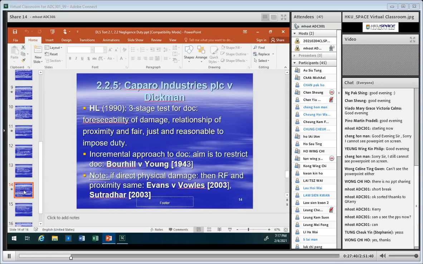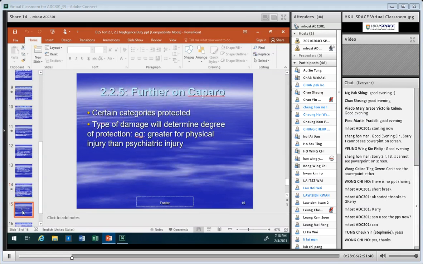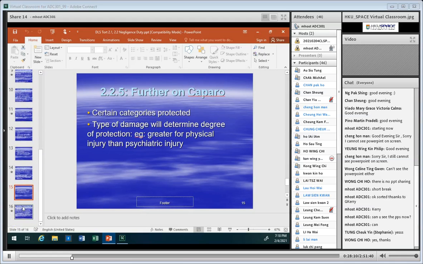And Caparo, though, says that the courts will only extend the situations in which a duty of care is owed step by step, an incremental approach. And they say, well, you've got to show reasonable foreseeability, usually also have to be sufficient proximity, and then a duty of care will only be imposed if it's fair, just, and reasonable to impose a duty. Okay, all right. And then moving on to, oh, that's Caparo again. And I think that's pretty well it for our first lot.